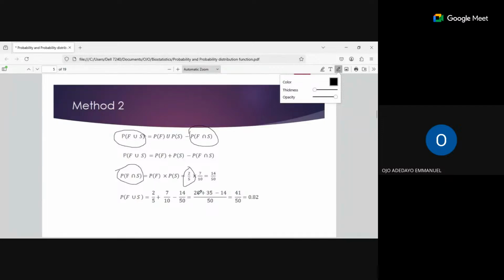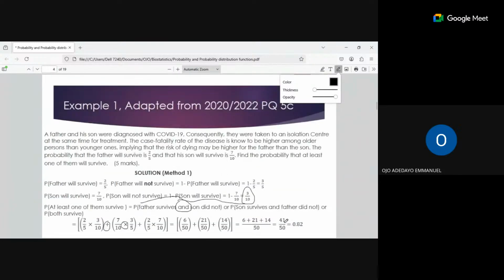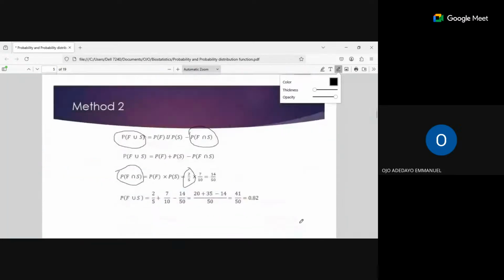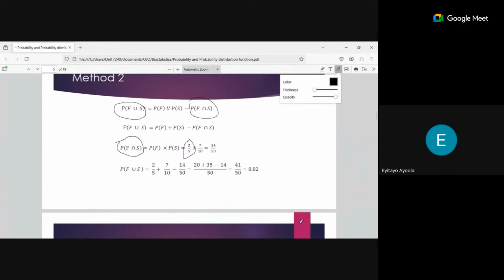So by the time we add this together, 20 plus 35, we're going to have 55. Then 55 minus 14, we're going to have 41 over 50. By the time you do the division here, we're still going to have 0.82, which is the same thing as what we got here: 41 over 50, 0.82. Any question, please, before we move to probability distribution?